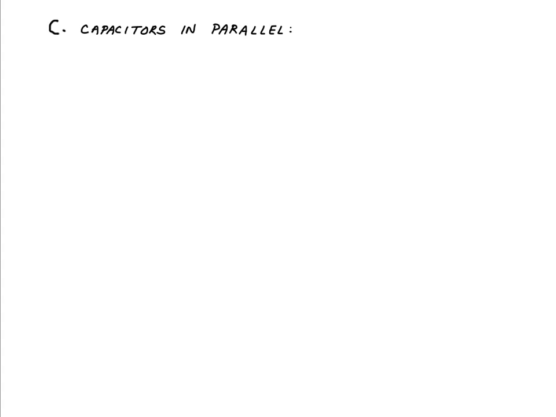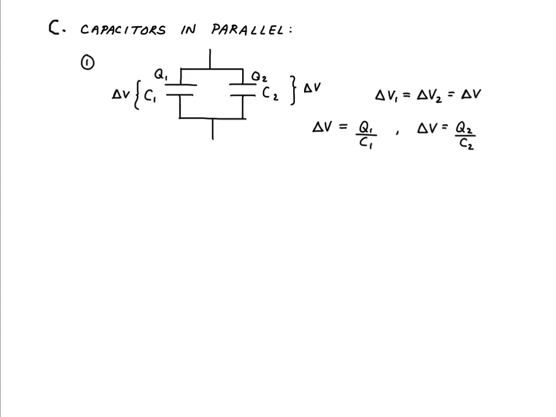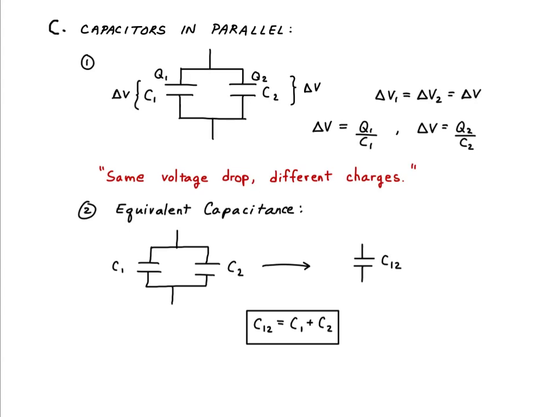For capacitors in parallel, they share the same voltage, and from the same voltage drop equation we can get the charge that would appear on each capacitor. This leads to, again, another simple statement: capacitors in parallel have the same voltage drop but see different charges. And of course, for the equivalent capacitance, it's very simple. It's just adding the two capacitances, and it's analogous to what you would do for adding resistors in series. So capacitors in series and in parallel are opposite to resistors in series and in parallel.